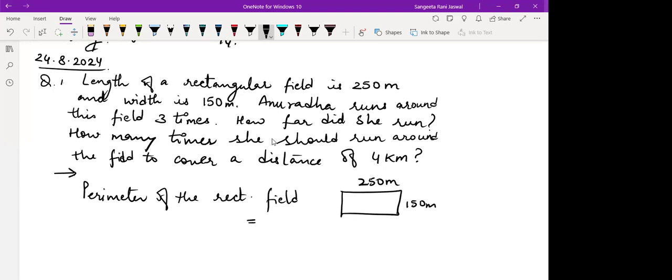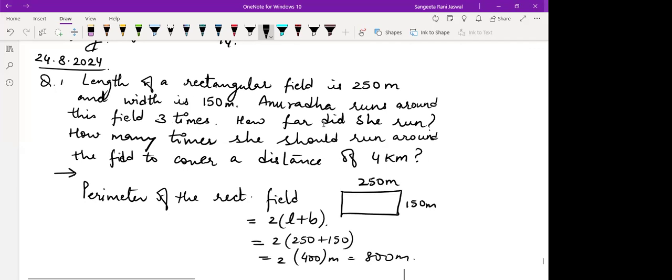So perimeter of the rectangular field will be given by 2 into length plus breadth. Ma'am, I got the answer. Very good. So put the values of length and breadth here. Okay, Adya, what is the perimeter? Ma'am, 800. Okay, good. Which is 800 meters.